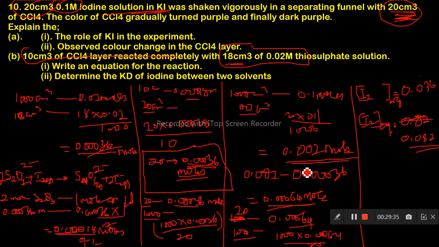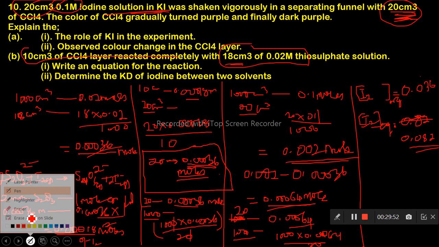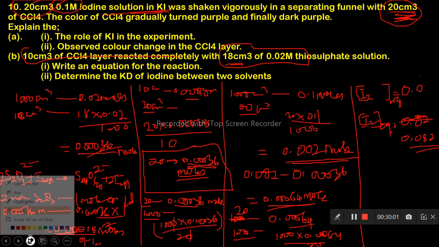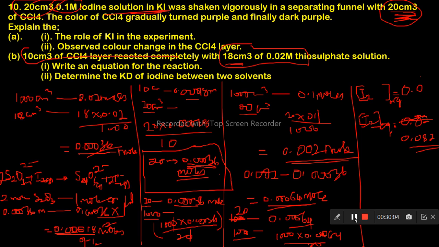No, it can't be 36. This is 36 divided by 20. So it's about 1/8, because if we cancel this and this, this will be 1. So it can't be 36. Put it on the calculator very well. It is 0.018.